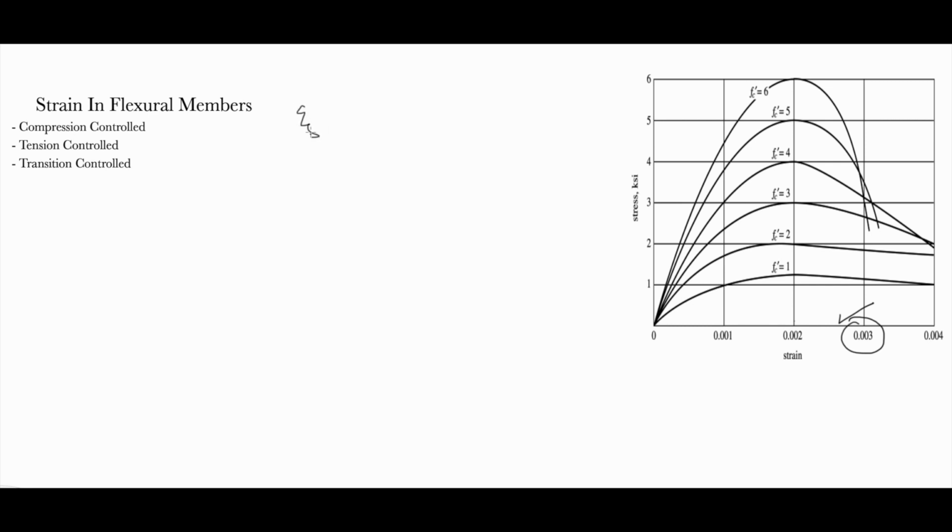Actually, the strain of steel depends on the grade of steel, which is Fy over the modulus of elasticity of steel, which is fixed at 200 gigapascal, or 200,000 megapascal, over 420 megapascal. It's around 0.002. So it depends on this number, but usually we use it as 0.002.